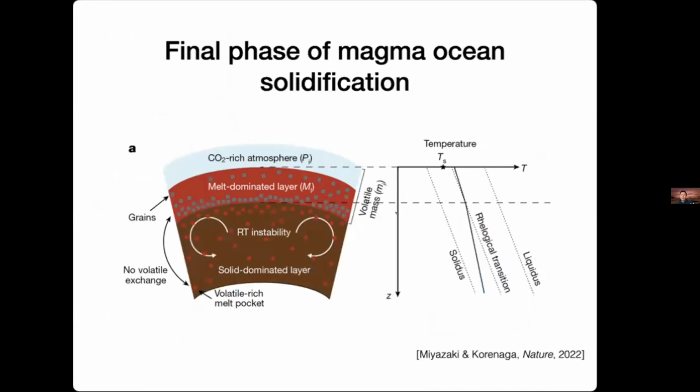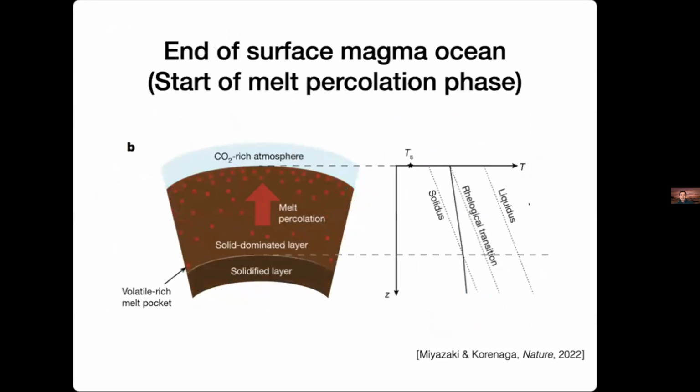Now, if you think about how the magma ocean ends and what's going to happen afterwards, it probably goes like this. This cartoon shows the very final phase of magma ocean solidification, in which you have just a little bit of a melt layer, which hasn't experienced the rheological transition. So this layer is above the rheological transition. And when the surface reaches the rheological transition, this is the end of vigorous magma convection, and the whole thing just stops. And we have a leftover melt phase, which contains lots of water.